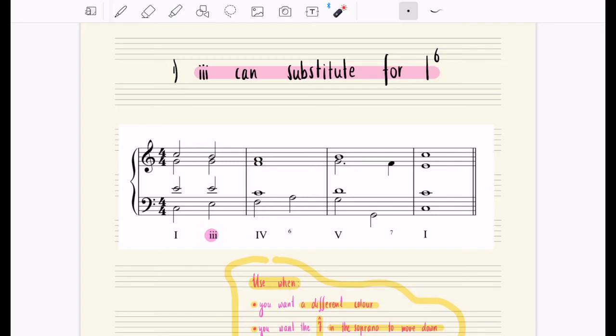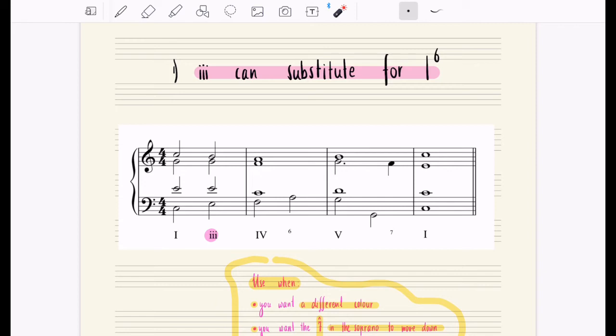Apart from that, chord 3 has a much darker color than chord 1 in a major key, because chord 3, E, G, B, is a minor triad. So that means that if you substitute 3 for 1-6, you are adding a darker color to your chord progression while still staying in the tonic area. So 3 in root position belongs to the tonic area, but it has a darker color.